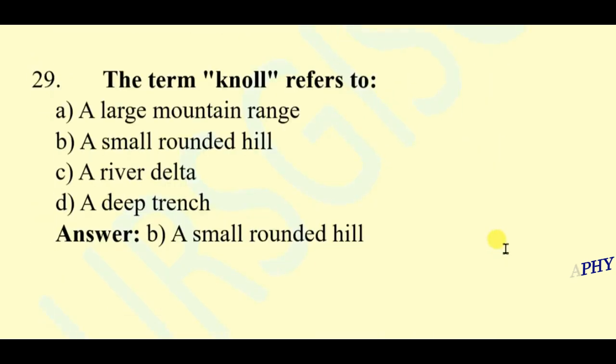Question 29. The term knoll refers to a large mountain range, a small rounded hill, a river delta, a deep trench. Here the right answer will be a small rounded hill.